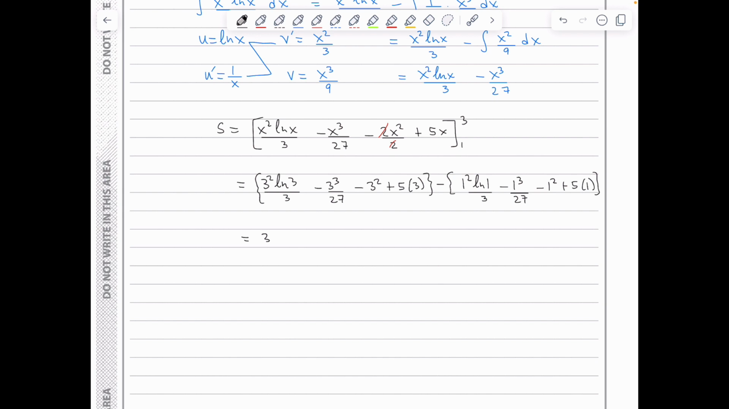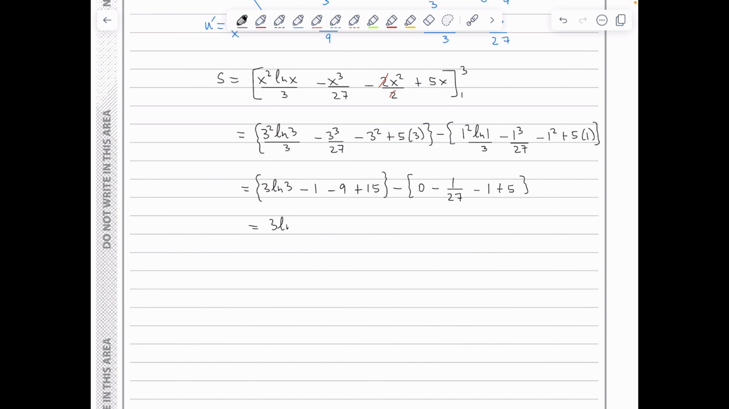We have 3 ln 3 minus 1 minus 9 plus 15. That's the first bracket, minus 0 minus 1 over 27 minus 1 plus 5. This leads to 3 ln 3. All of the constants, plug them on the calculator, you get 28 over 27. The only thing missing is to match the exact form shown in the question. So I will write 3 ln 3 as ln of 3 to the power of 3 plus 28 over 27, which gives an answer of ln 27 plus 28 over 27.